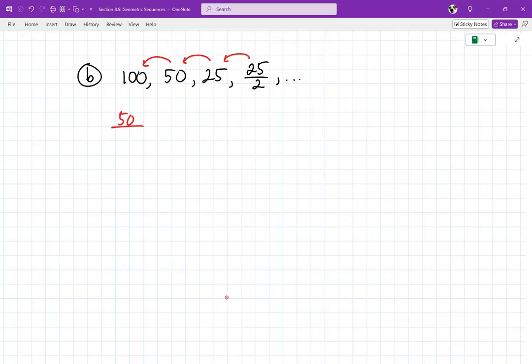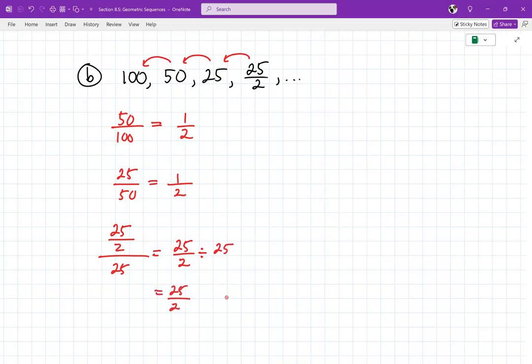So I'm going to get these numbers and divide them. 50 over 100 reduces to half. Then 25 over 50 also reduces to half. And then 25 over 2 divided by 25. Well, remember, we can't divide fractions. We have to multiply by the reciprocal. So this is 25 over 2 times 1 over 25. These will cancel, so my answer is half. Notice all of my division ended up in half, half, and eventually half.